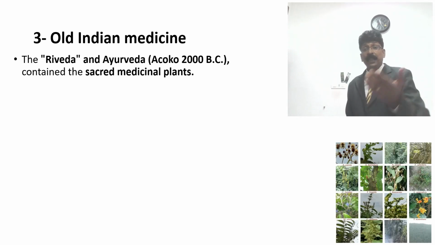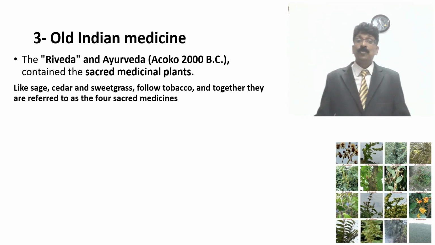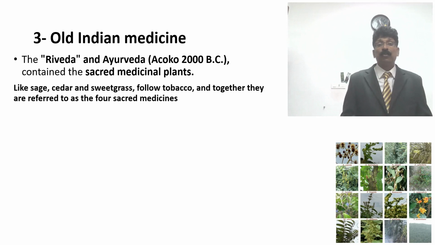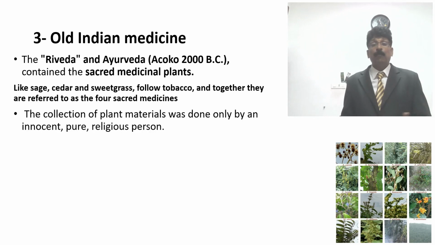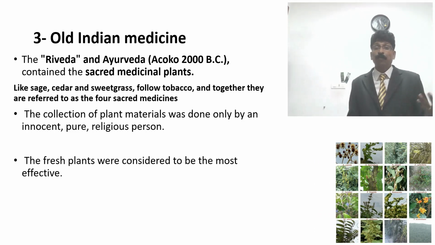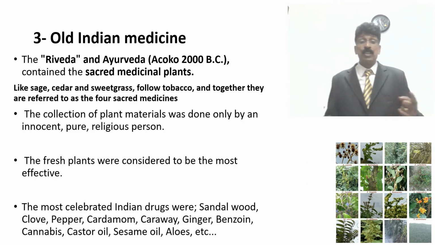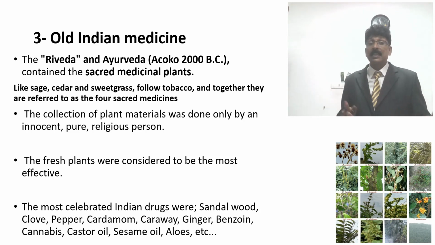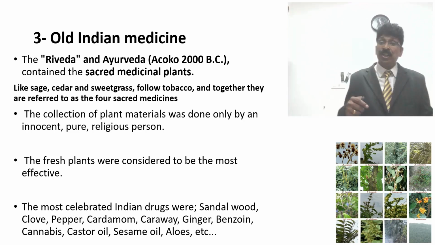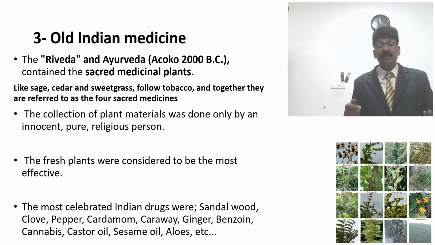They have many plant materials which have been used, especially sage, cedar, sweetgrass, tobacco, and together they refer to the 4 scant medicine collection of plant material done by young and innocent, pure religious persons, and fresh plants have been considered to be more effective. The most celebrated Indian drugs are sandalwood, clove, pepper, cardamom, caraway, ginger, benzoin, cannabis, castor oil, sesame oil, aloes, etc.